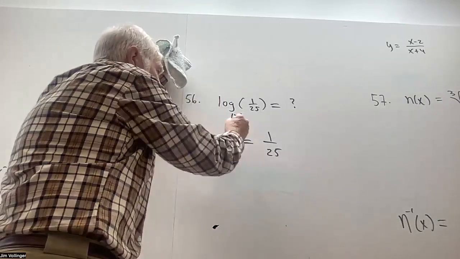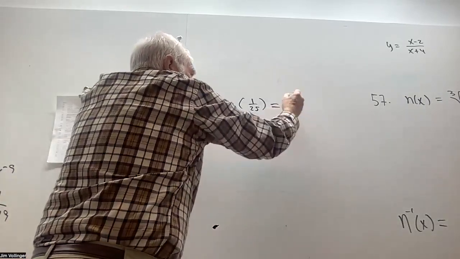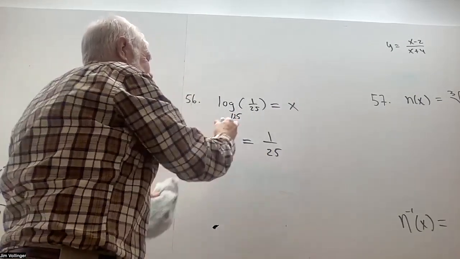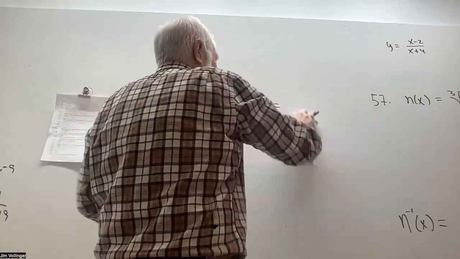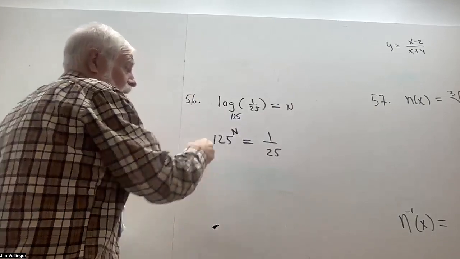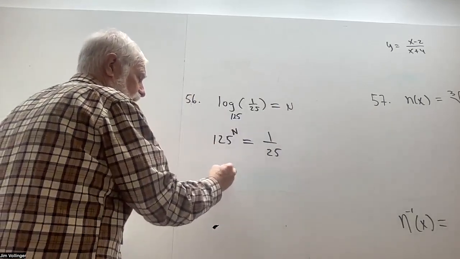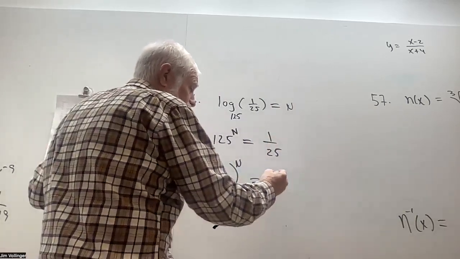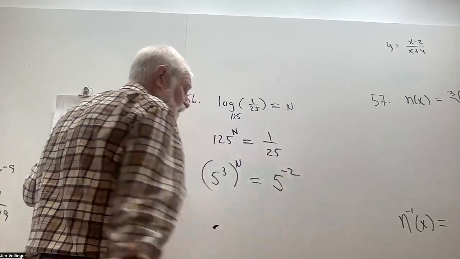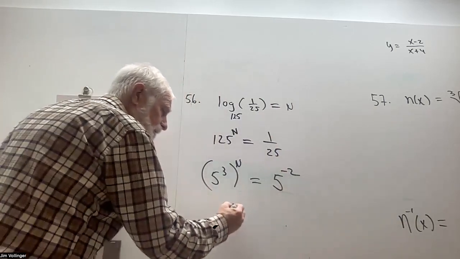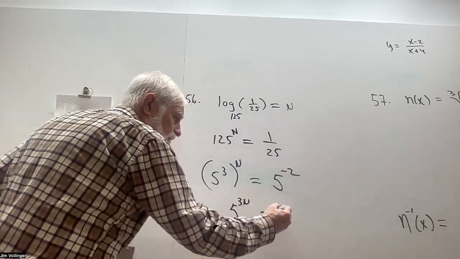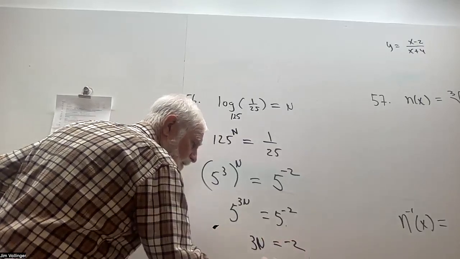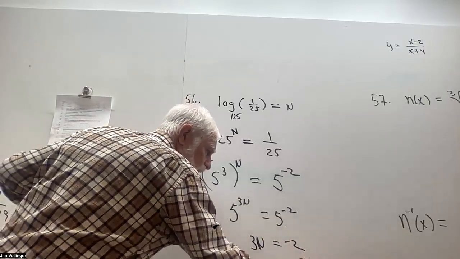Well, let's just call this X. Let's say that's the number we're looking for. Maybe I'll make it N, standing for a number that gets the job done. I know 125 can be written as 5 to the 3, and that's raised to some exponent, and I know 1/25 is 5 to the -2. I now have the same base. So 5 to the 3n equals 5 to the -2. There's your 3n equals -2. There's your number, -2/3.